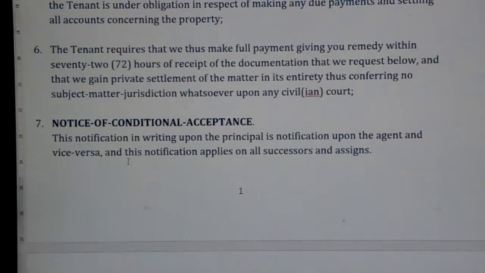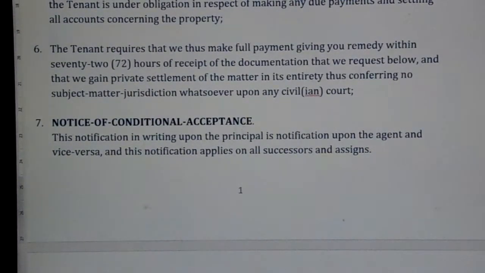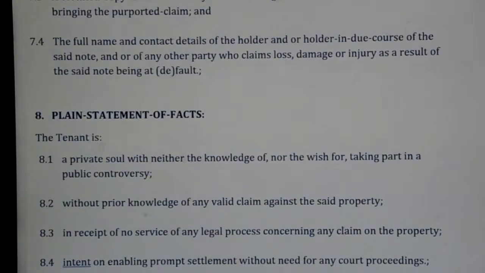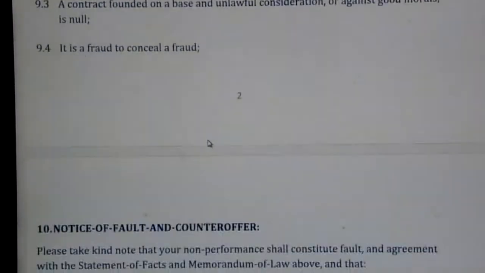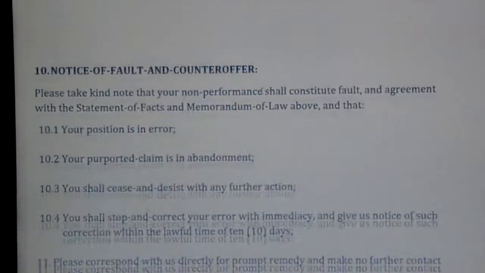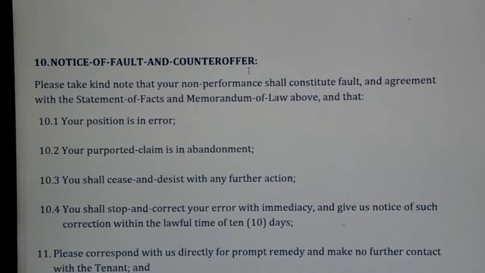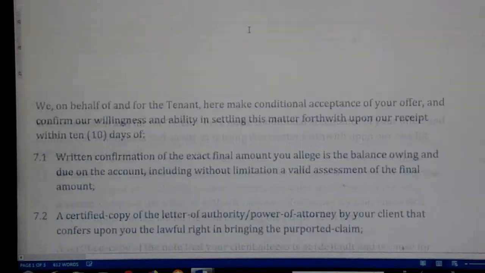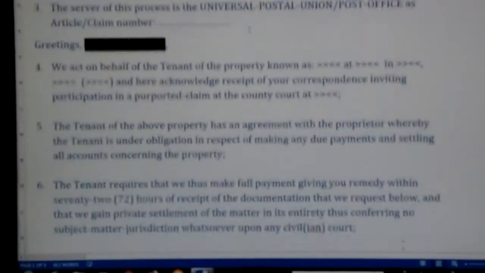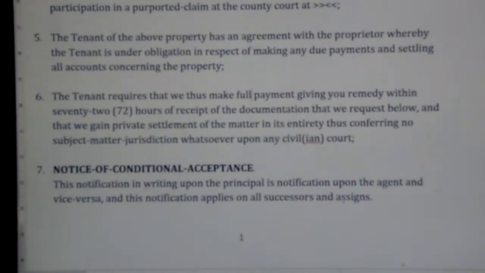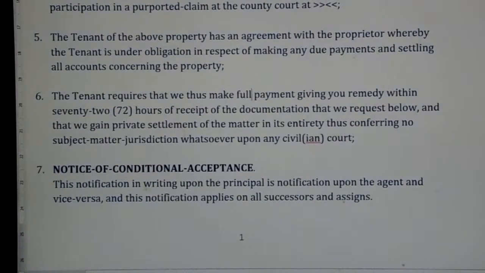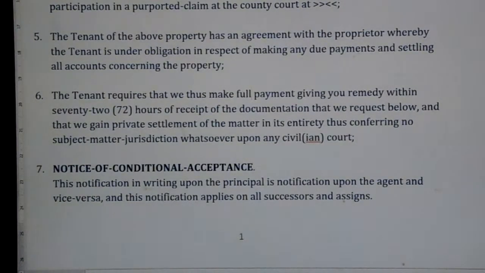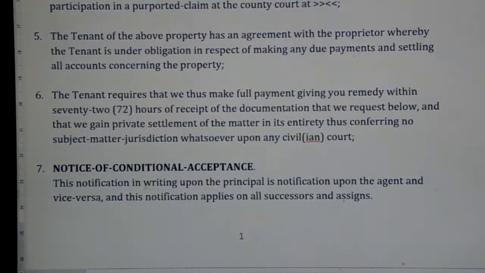You have to have 4 headings. Heading number 1, notice of conditional acceptance. Heading number 2, statement of facts. Heading number 3, memorandum of law. Heading number 4, notice of fault and counteroffer. That's it. If you don't have those headings, it's not a conditional acceptance. You don't have to head them up like that. You can draft it, format it whichever way you want, but those terms need to be there to make it a conditional acceptance. Right, so what do you conditionally accept?